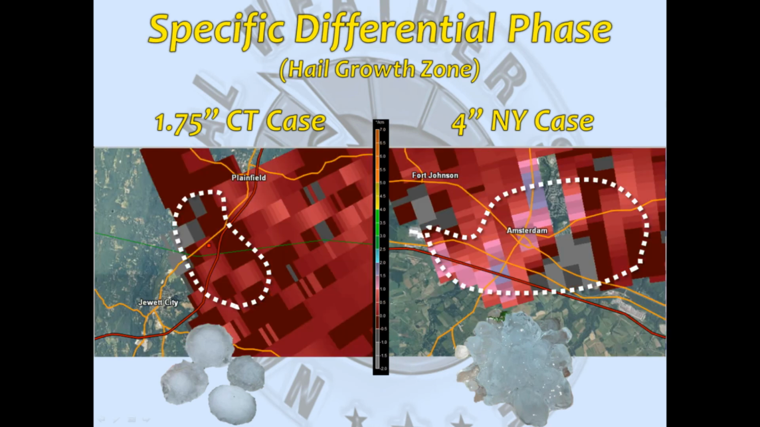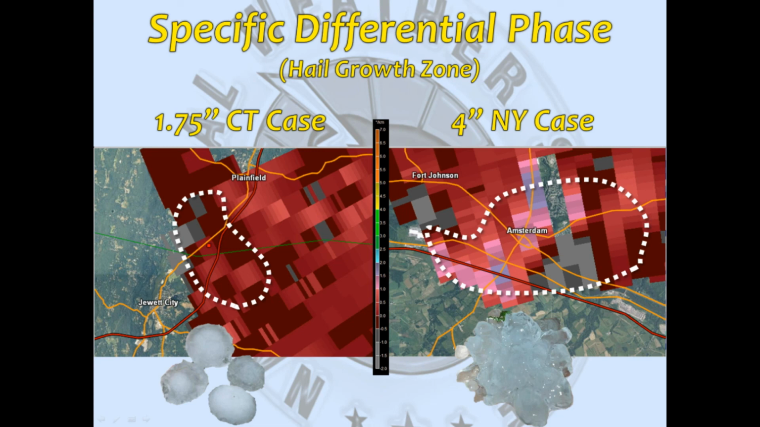Lastly, we look at specific differential phase, a great dual-pol variable to show us where there's liquid water. When values are close to zero, it tells us there's really not much liquid water. And sure enough, we're looking here again where we were most interested in hail growth, and values are pretty close to zero. So again, we don't really have lots of liquid water to help grow really, really big hailstones.